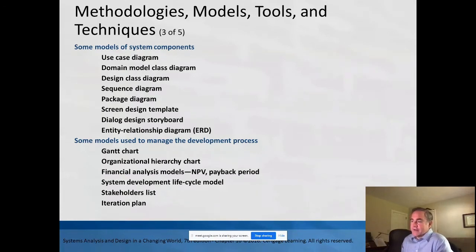Financial analysis models, this can help with your budget planning for the project. The life cycle model, how are we planning this out in terms of the steps? Are we doing iterative, adaptive, predictive, agile, extreme, whatever your model is, it gives you guidance as to how you're going to run through that. Stakeholder list, it's pretty related to the hierarchy chart. It just kind of shows you who you need to talk to. And then finally, the iteration plan, which is closely tied to the systems development lifecycle. It just gives you the steps for how you're going to run through the project.